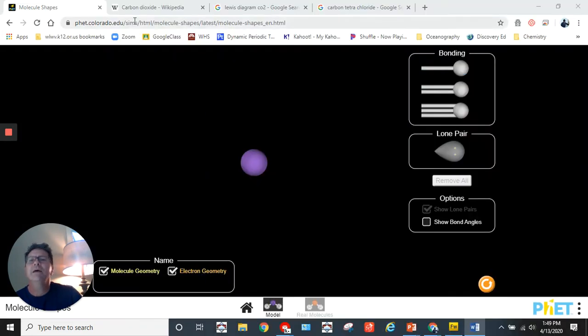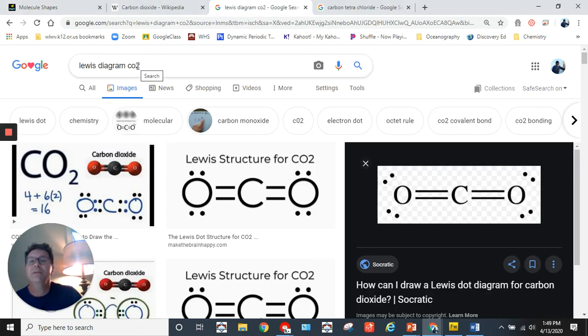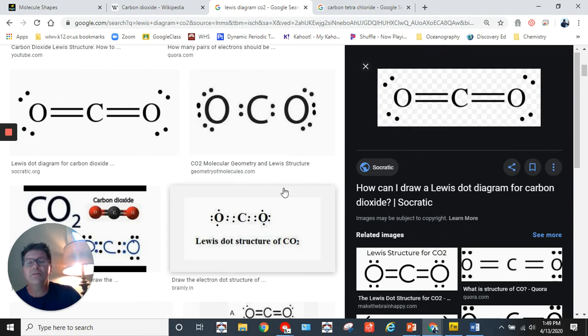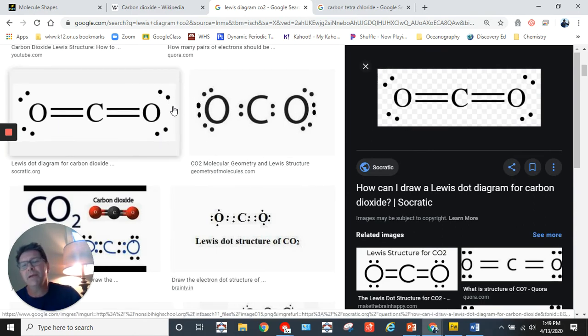You can type in Lewis diagram and then put the name of the element in. For example, CO2, you can see all of these. Now you notice this is a little bit different. This actually has the non-bonding pairs.